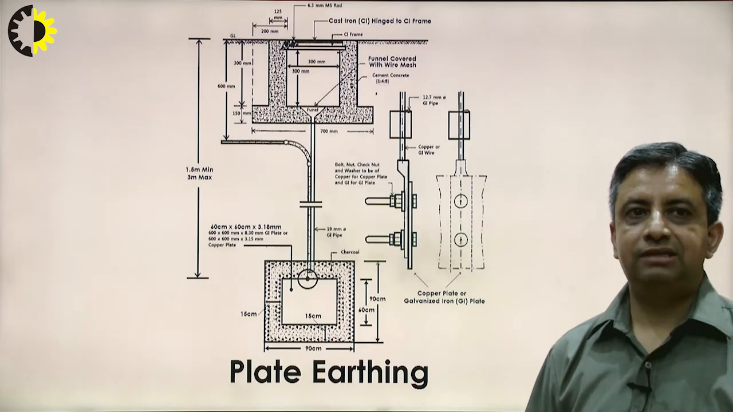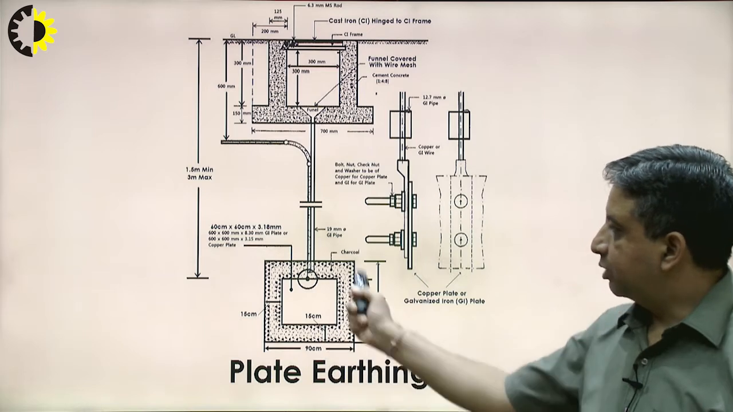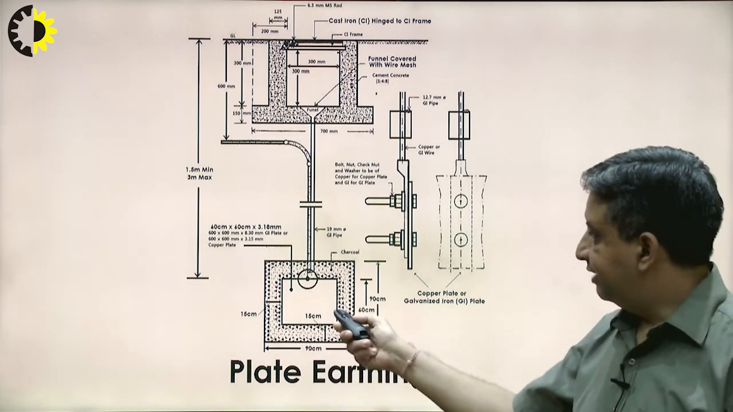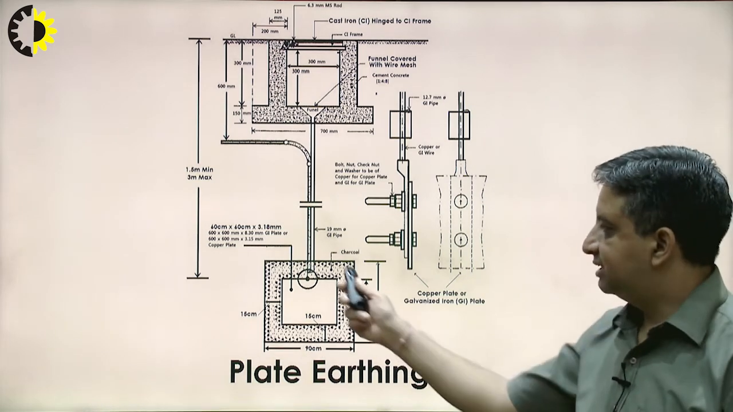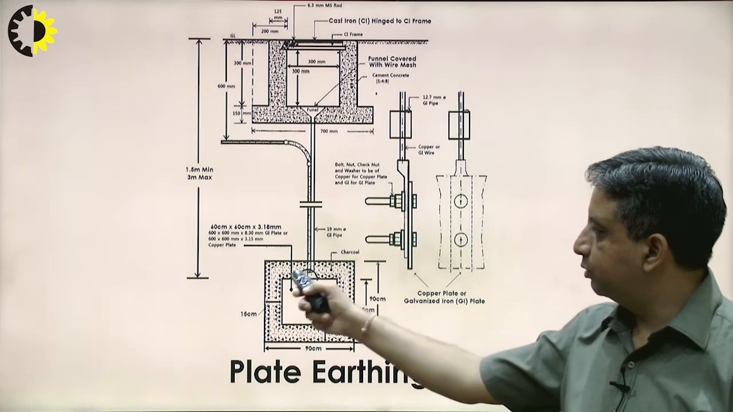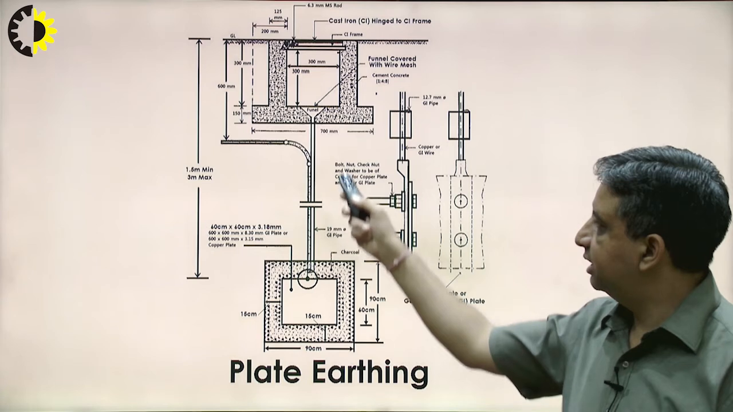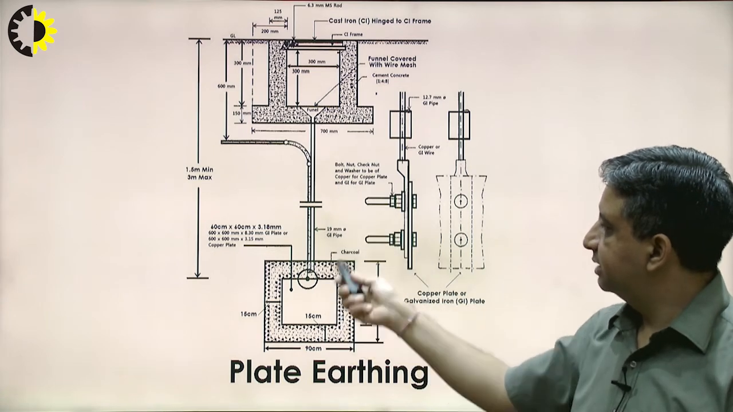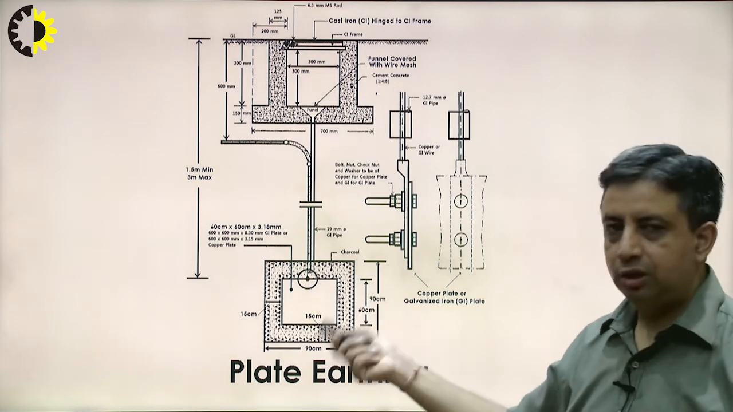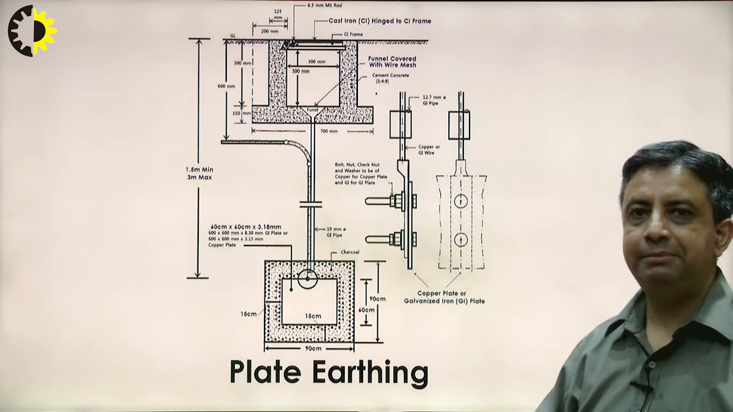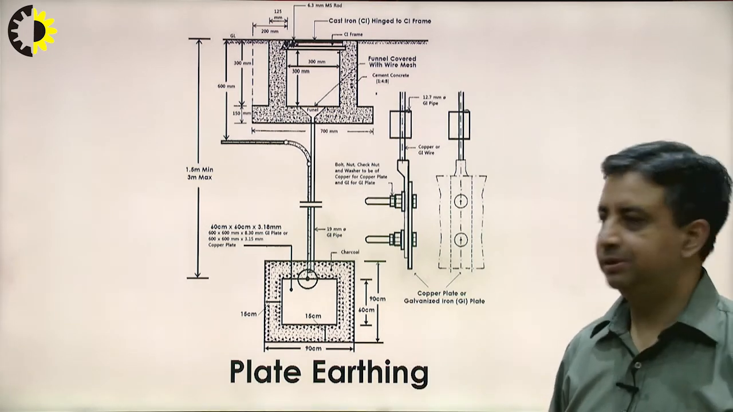So here in this figure you can see this is the plate. It can be a copper plate, but copper is very expensive, so the cheap alternative is galvanized iron. This plate is embedded in this coal and charcoal mixture. The coal and charcoal mixture is present over this plate to retain the moisture, because if the moisture level is high, the resistance can be kept low. So that is the main use of this earthing.